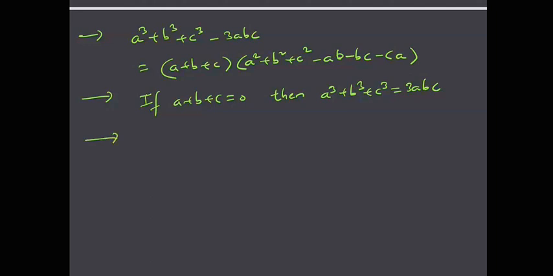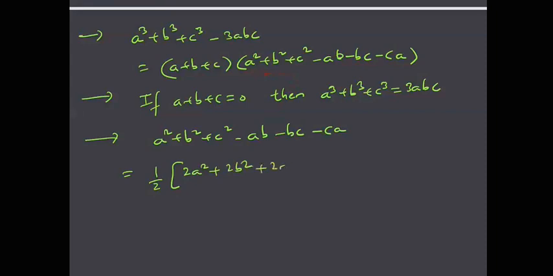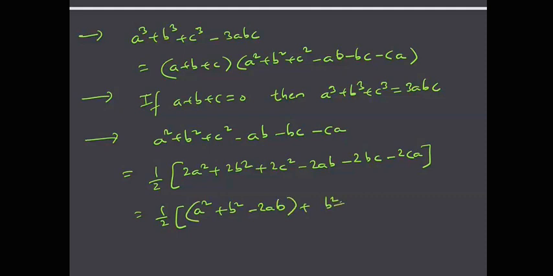And next thing is, if you have a square plus b square plus c square minus ab minus bc minus ca, then what we can do with this expression itself is multiply and divide by 2. So if I do that, I'll get (2a square plus 2b square plus 2c square minus 2ab minus 2bc minus 2ca) divided by 2. Then I'm writing this as (a square plus b square minus 2ab) plus (b square plus c square minus 2bc) plus (c square plus a square minus 2ca).